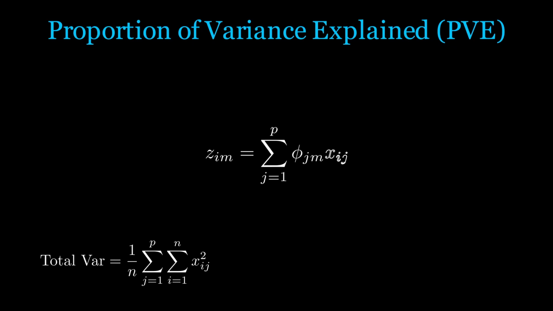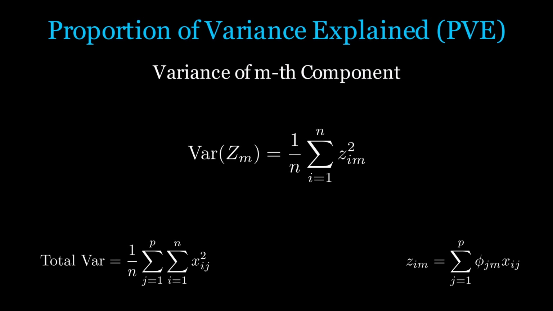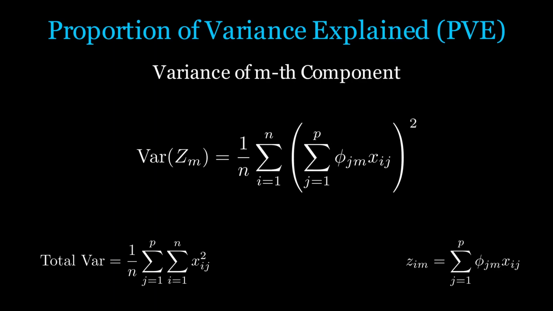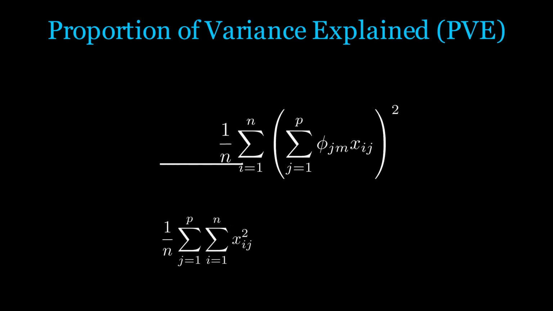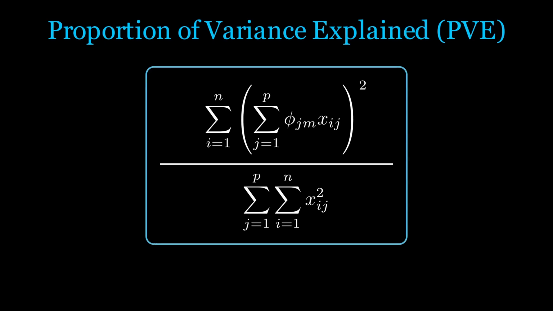Next, we look at the numerator. Recall that the score, z_im, is a linear combination of the original predictors. Following from the population variance formula from earlier, the variance explained by the mth principal component is the average sum of squares of the scores, z_im. Substituting the original x values back into the equation yields the following expression. To compute the ratio, we divide the component variance by the total variance to get the proportion of variance explained. The 1/n terms cancel out, leaving us with this ratio as the PVE of the mth principal component.